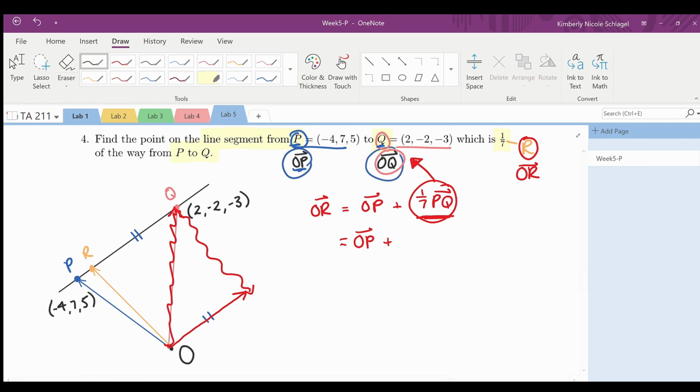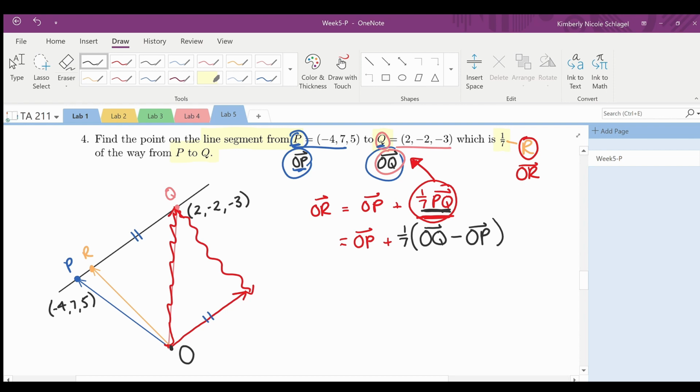Okay, so it's going to look something like 1/7 of, and what did we do? Well, first thing that we did is we took OQ and we subtracted OP. Okay, so we did that. And that is equal to 1/7 of PQ.